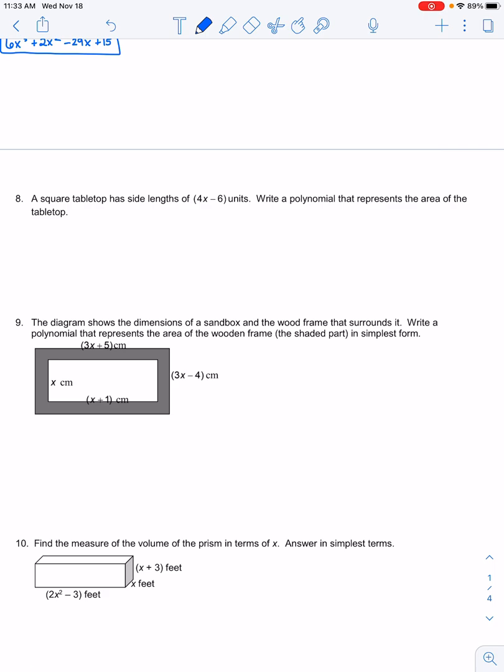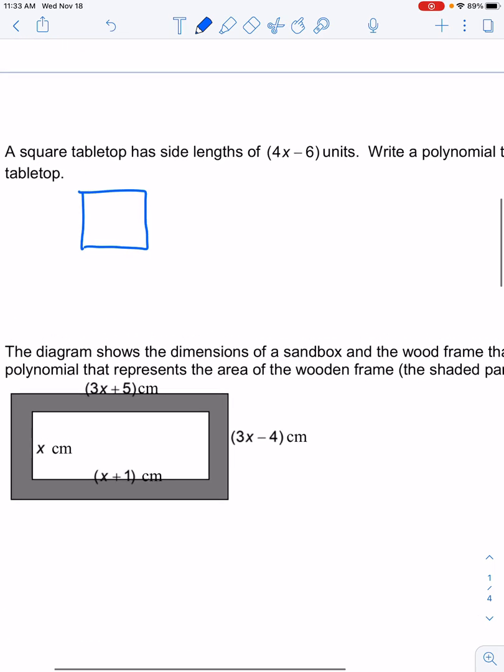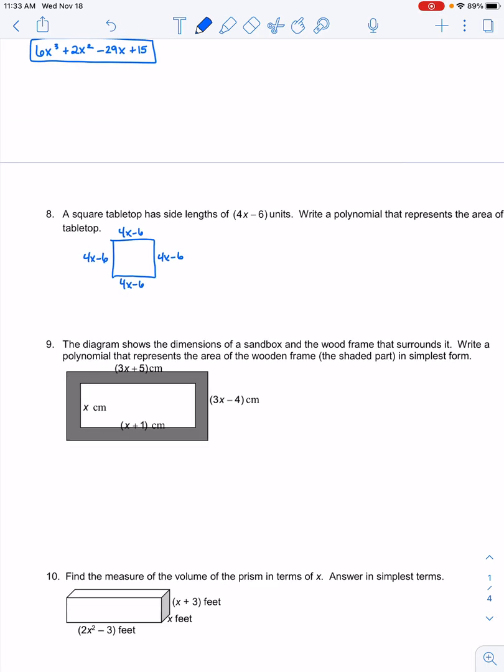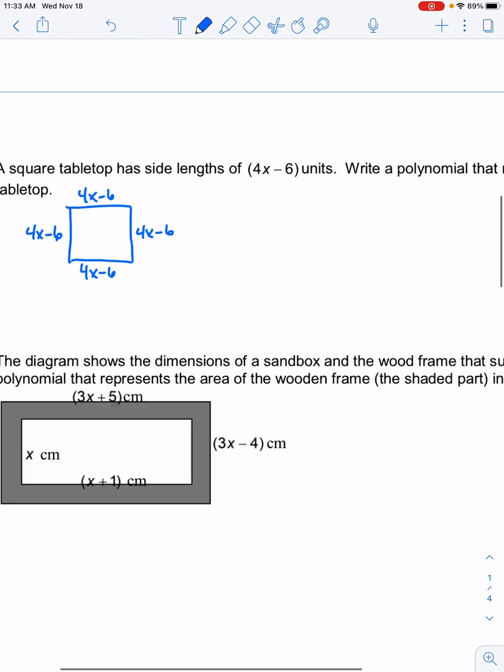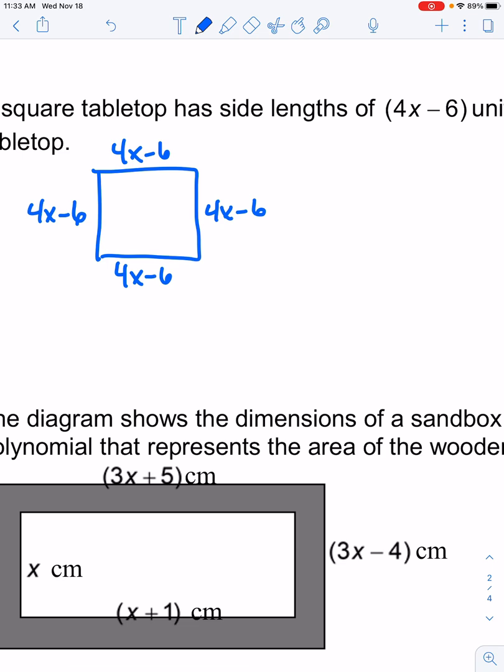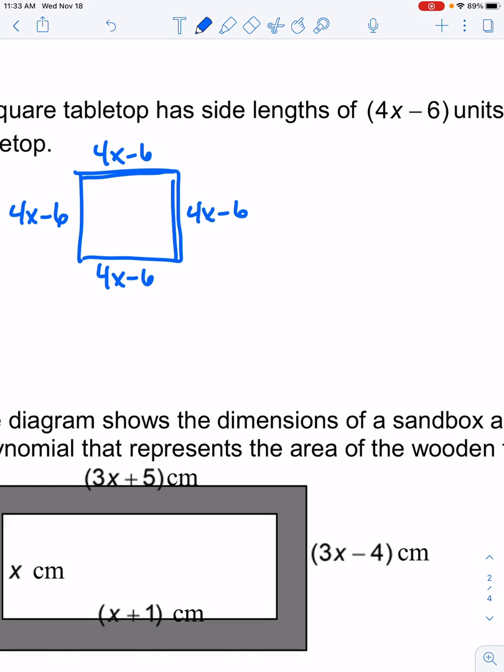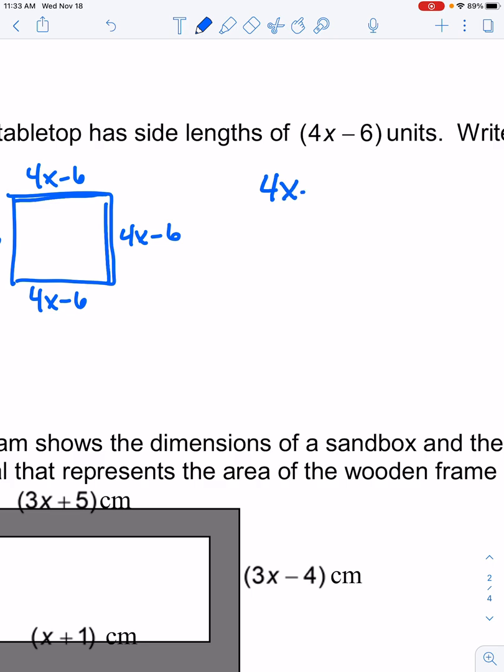So number 8, a square tabletop. I'm going to go ahead and just draw a square. If I see a shape, I might as well write it down. Has side lengths of 4x minus 6. Well, if it's a square, that means they all are 4x minus 6, right? Might as well go ahead and label each side. I might need that. Write a polynomial that represents the area of the tabletop. Well, to find the area of a square, or even a rectangle, since this is a type of rectangle, is to multiply my length and my width. They just so happen to be the same, right? So I need to multiply 4x minus 6 times 4x minus 6.